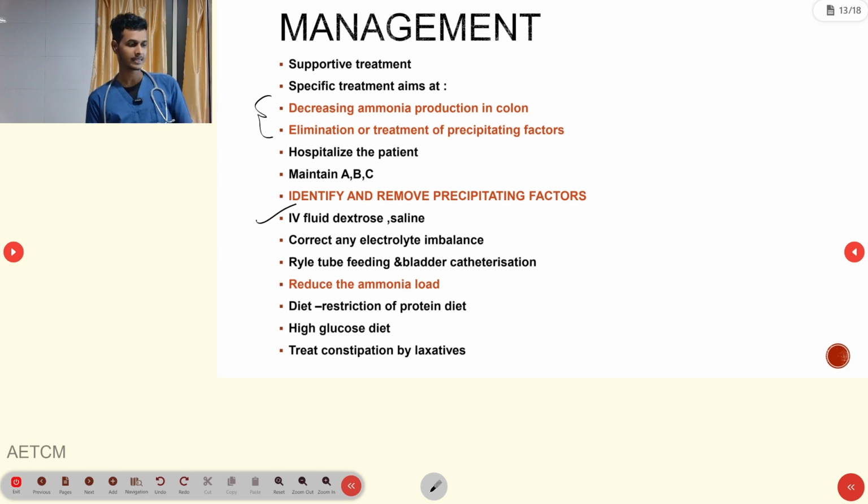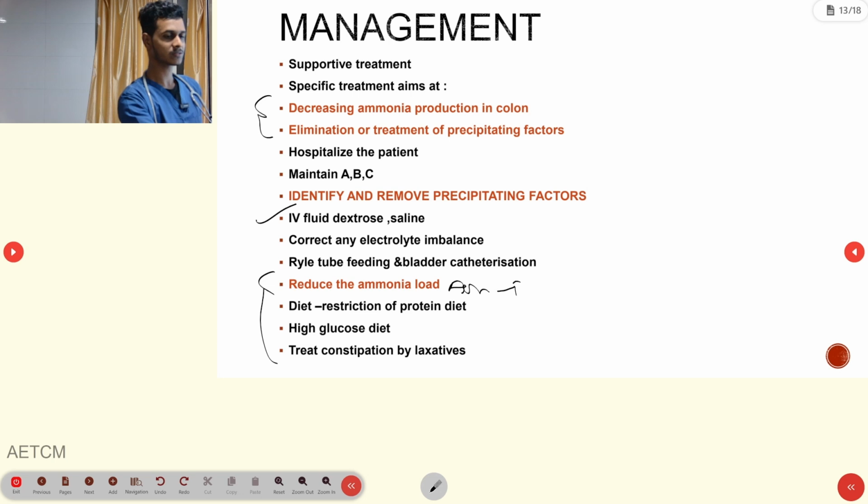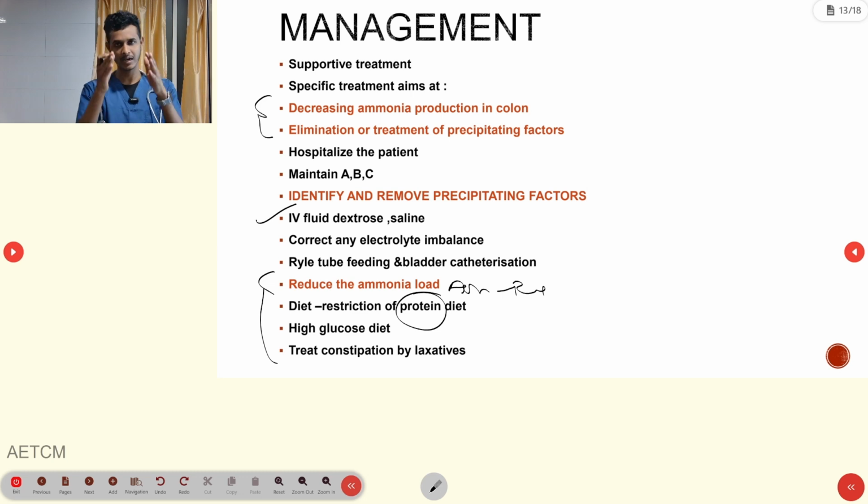How are we dealing with the ammonia load? How do we reduce the ammonia load? This is called ammonia reduction therapy. So how do we reduce it? First one, diet restriction of protein. Why are we concentrating on protein? Because from protein only our ammonia gets produced. Protein gets metabolized or catabolized into ammonia. At the end of protein catabolism, the end product is ammonia. So we have to try to reduce the protein diet.